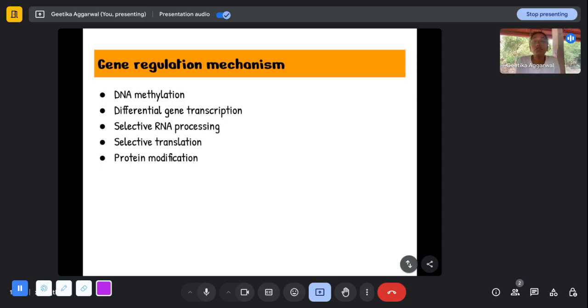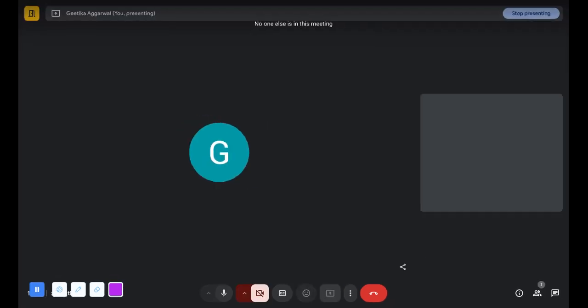Then there is differential gene transcription. Only some genes get transcribed while the others do not. Selective RNA processing, as we know, RNA is then processed. Some of the exons are kept, introns are cut out, and these exons can be jumbled around. So that is selective RNA processing.